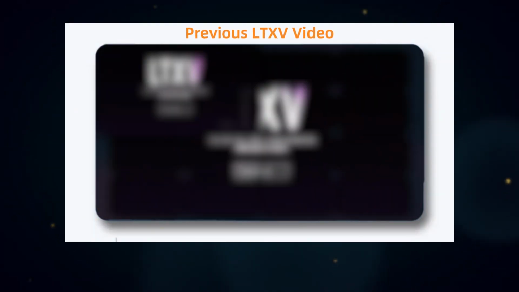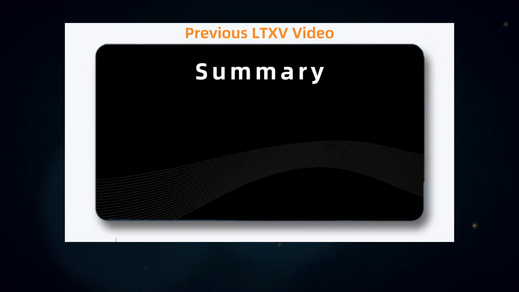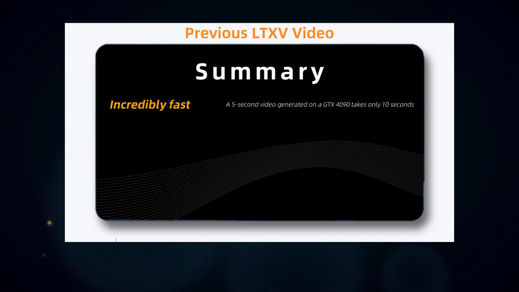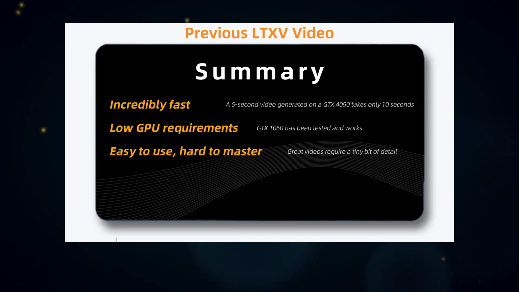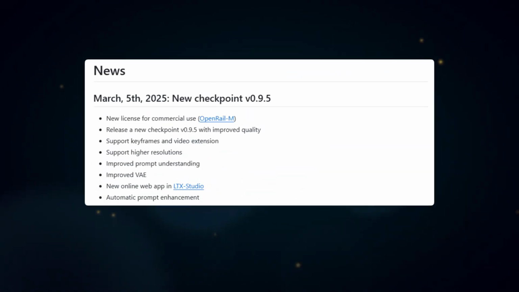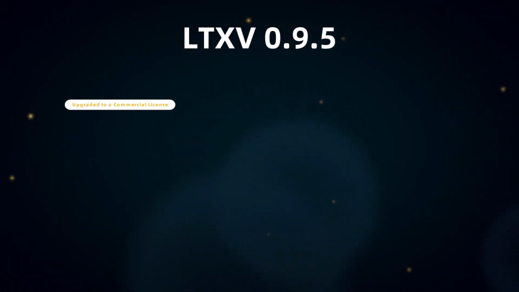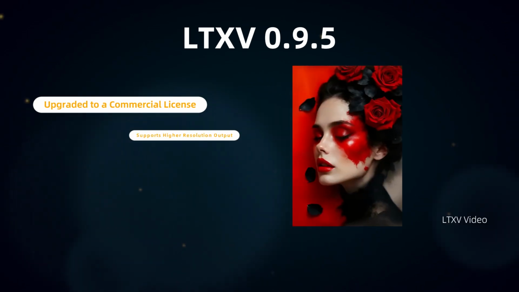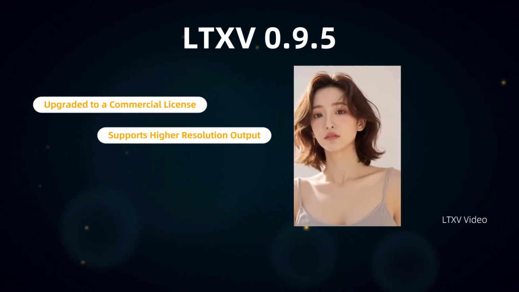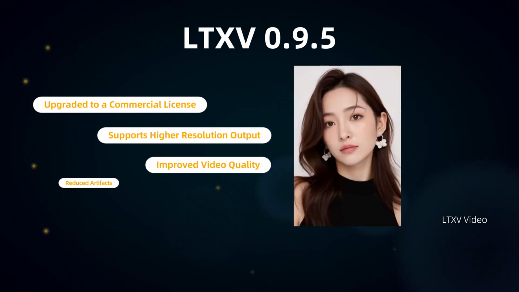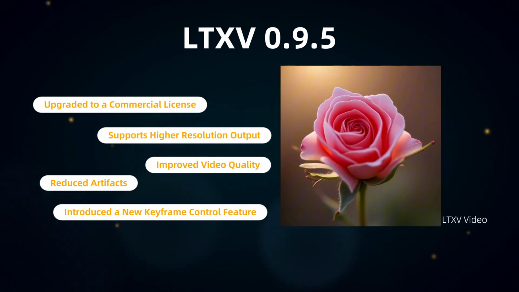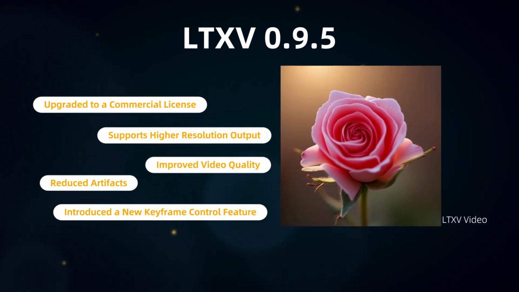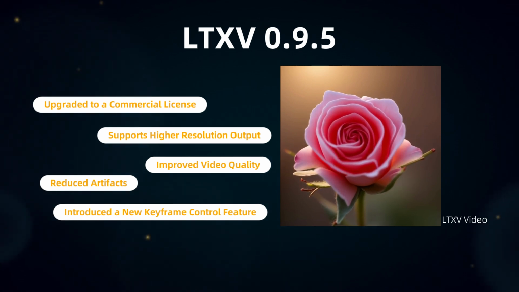2 months ago, I made a video introducing the initial version of LTXV released by Lightrix. It was fast in generation, had low resource requirements, and delivered decent output quality. Just now, its upgraded version, 0.9.5, has been released. Not only does it retain all the previous advantages, but it also introduces several new features and optimizations: an upgrade to a commercial use license, support for higher resolution output, improved video quality, reduced artifacts, and the introduction of an entirely new keyframe control feature, significantly enhancing its versatility.